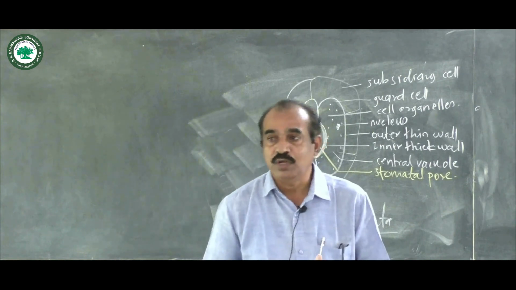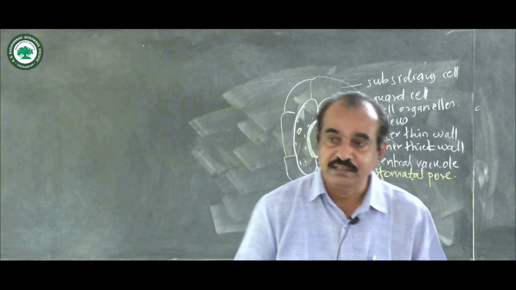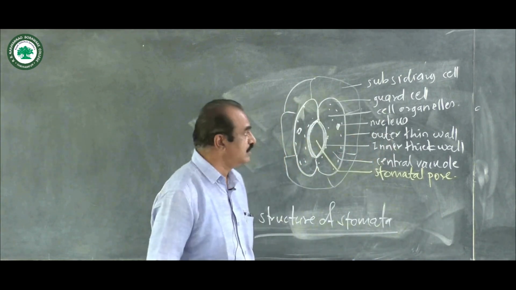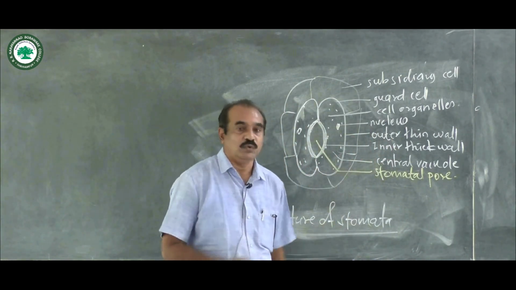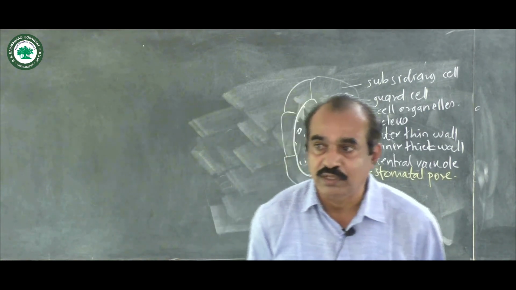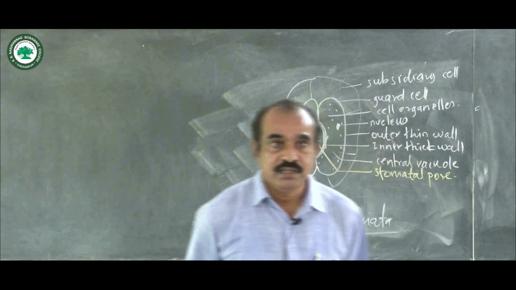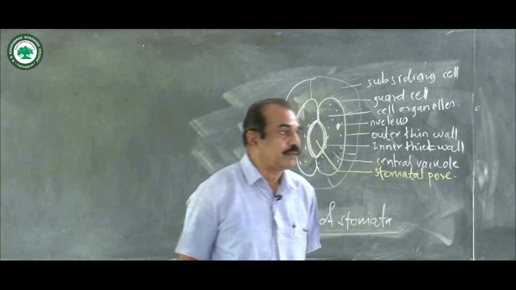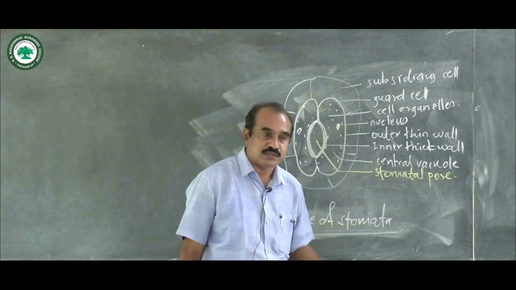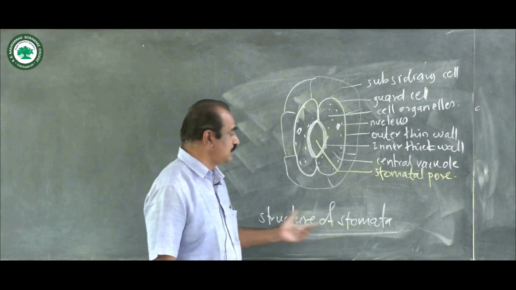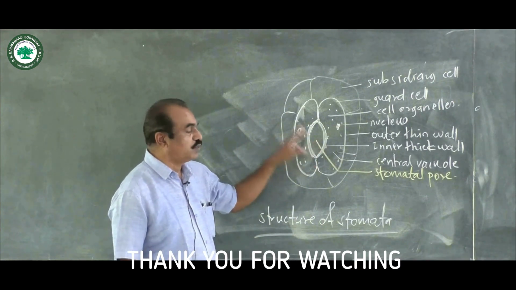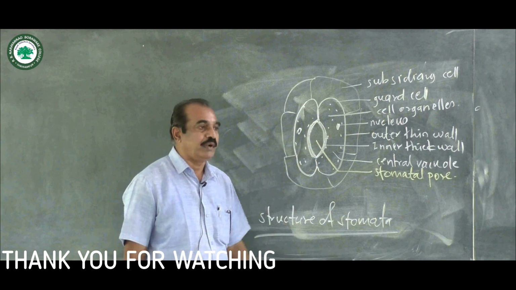The outer wall of the guard cell is very thin, elastic and stretchable, and the inner wall is very thick and non-elastic. In between these two walls there is the cytoplasm, and at the center there is the central vacuole which is filled with sap. A large nucleus is there, and different types of cell organelles are there, most importantly the chloroplast is also there. So this is about the structure of the stomata. And the transpiration, water loss, takes place from the stomatal pore, which is also called the stomatal aperture.